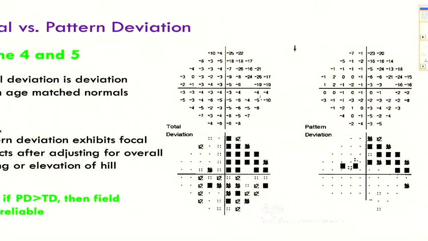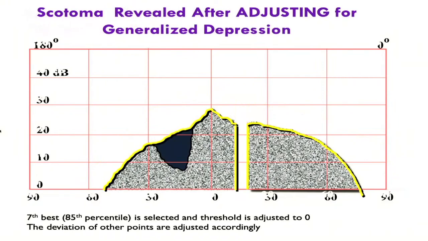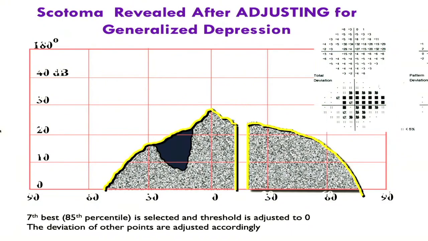Total and pattern deviation, I just told you, total is deviation with respect to age-matched normals, and pattern deviation exhibits focal defects, your potholes in vision. So PD can never be more than TD. Please remember that, all right? What happens is your generalized depression is corrected and your pattern deviation is uncovered, all right?